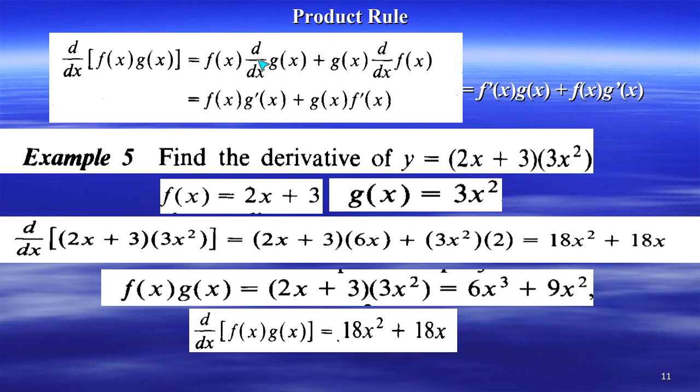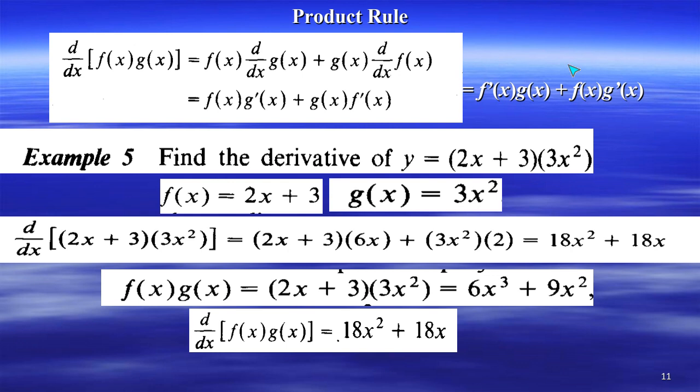So here, in our book, it is made like this. Instead of putting things in this order, it puts the primitive of the first one times the derivative of the second, plus the primitive of the second times the derivative of the first one, which is the same thing, but the order is reversed. So f of x times g prime of x plus g of x times f prime of x, which is equal to f prime of x times g of x plus f of x times g prime of x.